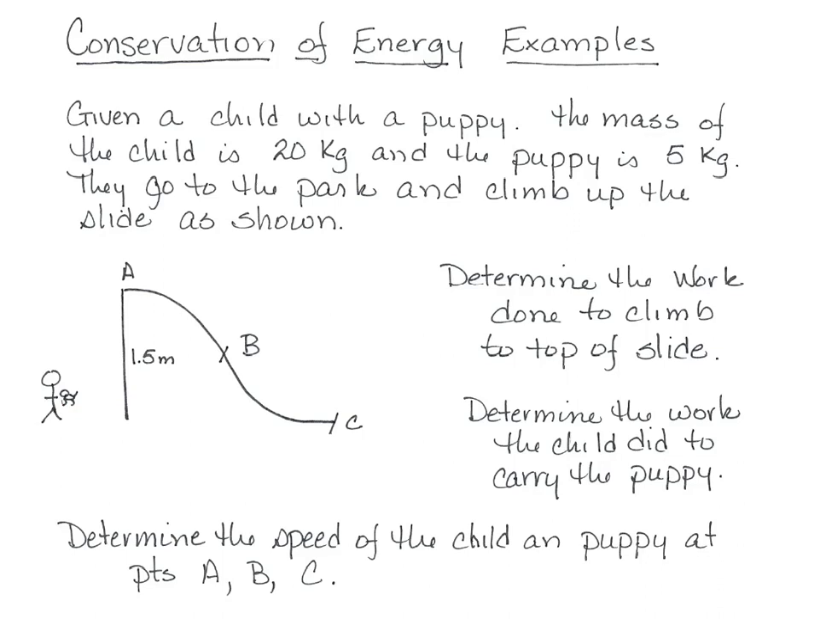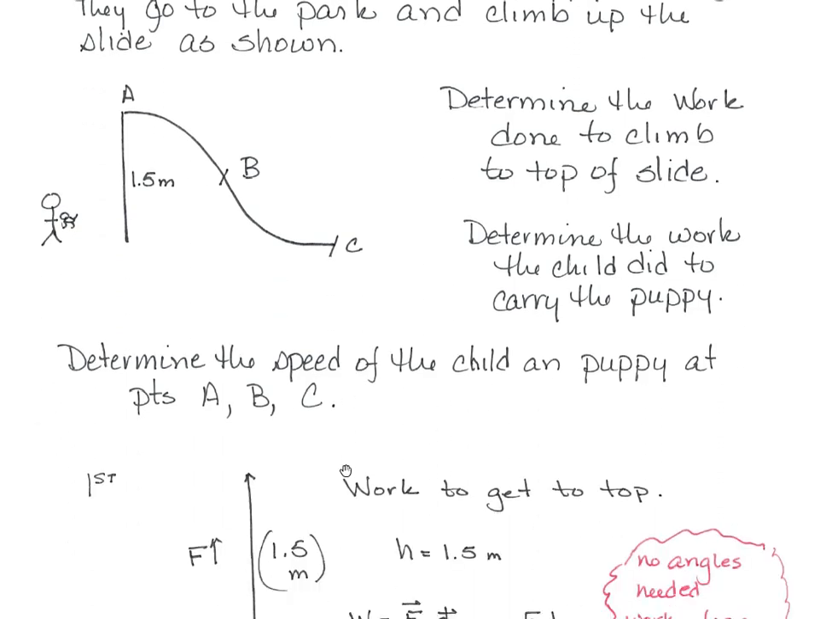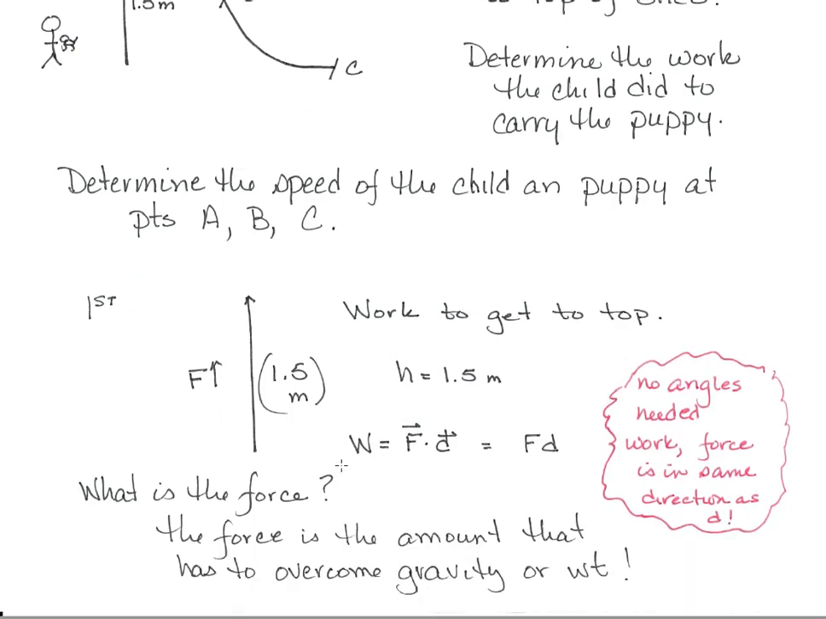Now, I want to talk through a couple of things because we were going to determine work a couple of different ways. One, we're going to determine the work that it takes to get both the child and the puppy to the top of the slide. And then we want to look at the work that it just takes to get the puppy to the top of the slide. This is one of those tricky things that we get in our online homework, that sometimes the way they ask the question is a little bit different. And then we want to determine the speed of the child and the puppy at points A, B, and C. So let's look at the work first.